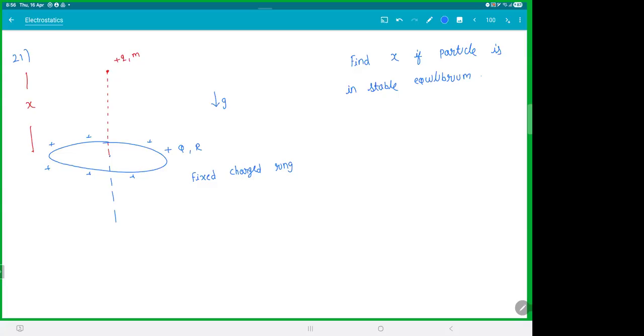Okay, let's see. At x less than r by root 2, what is that, right? Just think about the way you type the answer: x less than r by root 2. What does it even mean? Now, first thing, let's try to understand here.